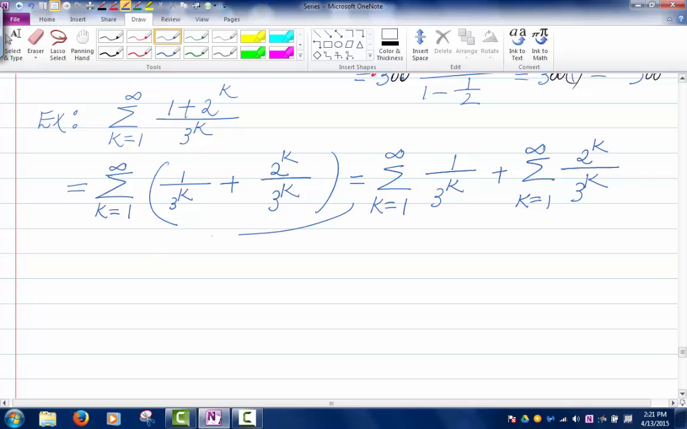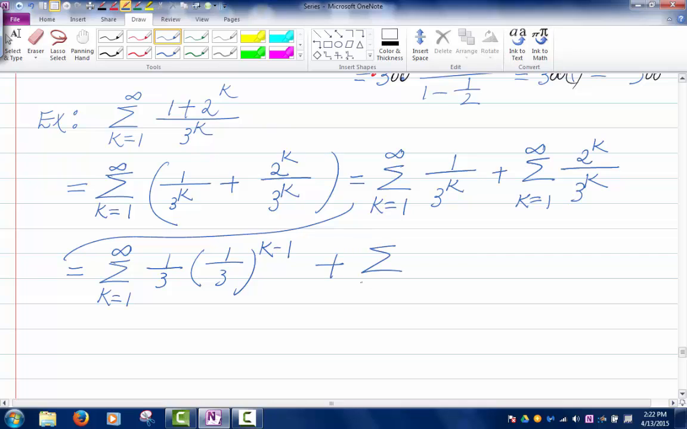Now I'm going to come right here. This is the sum, k going from 1 to infinity. I'm going to rewrite 1 over 3 to the k in a form so that I can apply the sum of the geometric series, okay? So I'm going to rewrite this as 1/3 multiplied by 1/3 to the power k minus 1. See if you agree that I still have 1 over 3 to the k. The second sum, I'm also going to rewrite as 2/3 times 2/3 to the power k minus 1. You agree?